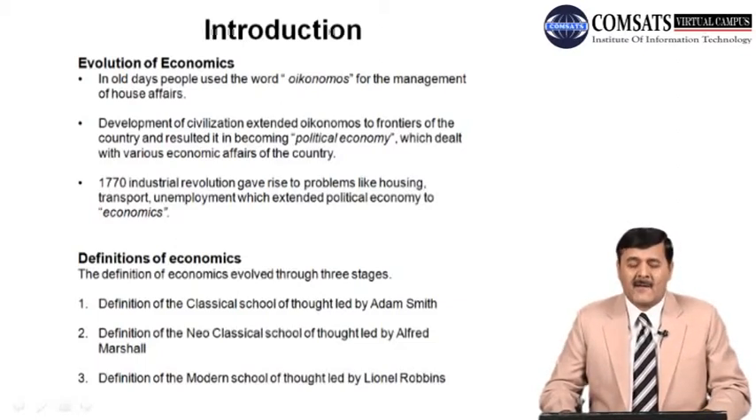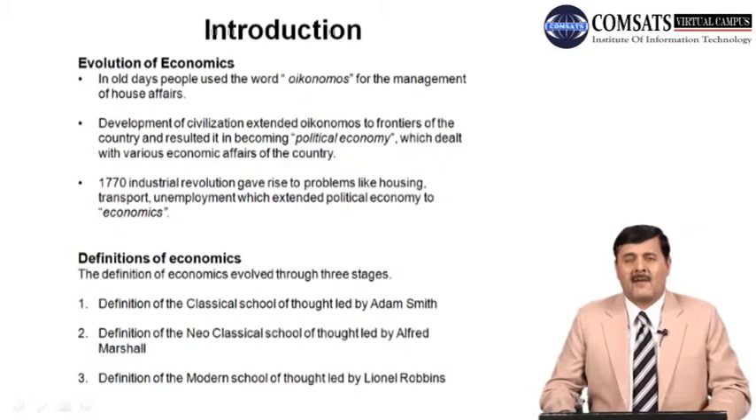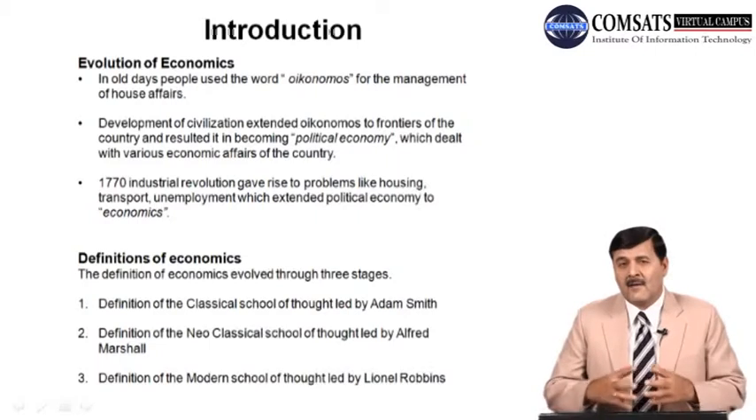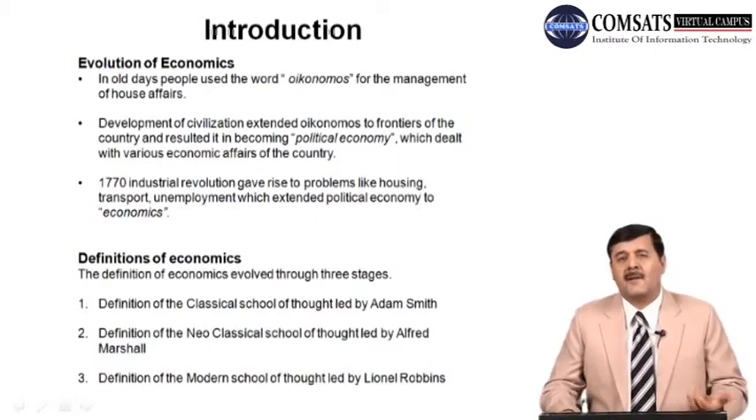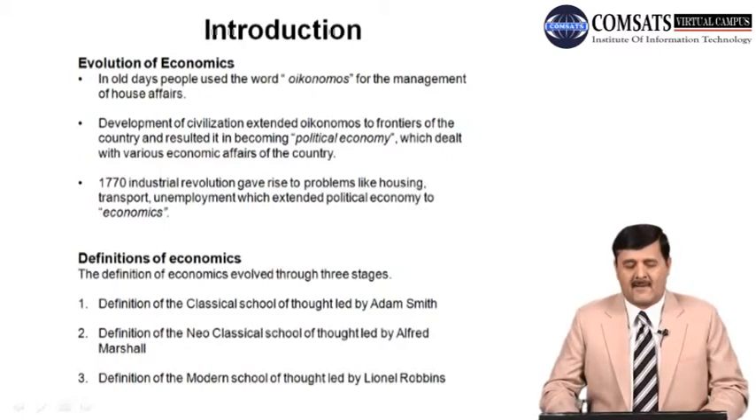If you remember, in 1770, there was the industrial revolution that took place in England. It gave rise to many problems like unemployment, housing problems, transport problems, right? So then, that extended political economy to economics. So the name was changed from political economy to economics after that revolution in England in 1770. Jiski wajah se bahut saare masail paida ho gaye the, transport ke issues ho gaye the, unemployment badh gayi thi, housing ke issues ho gaye the, and then experts ne ye kaha, instead of calling it political economy, we will call it economics. So it was extended from political economy to economics. Now this is how economics came into existence.